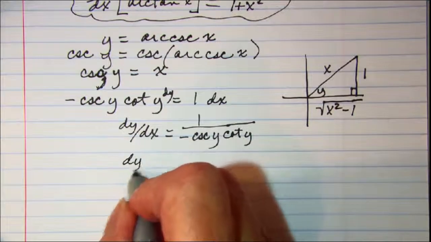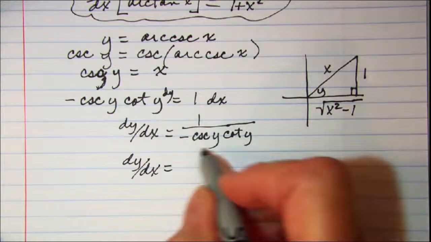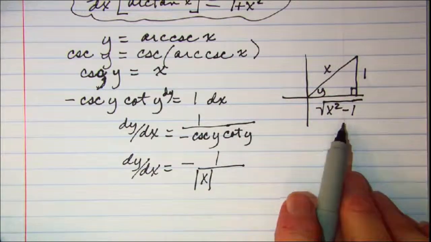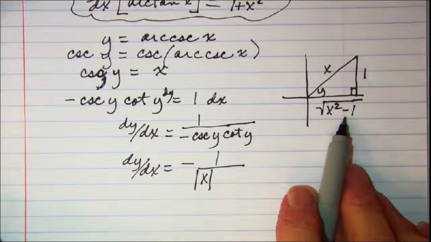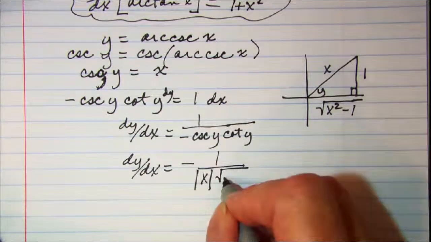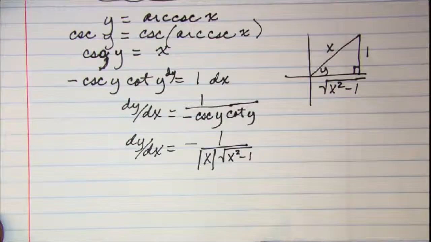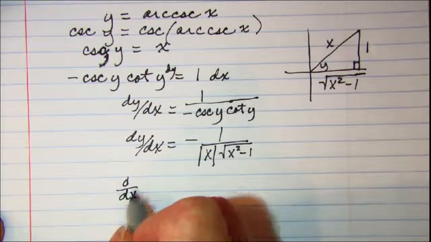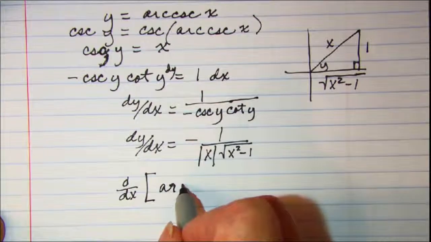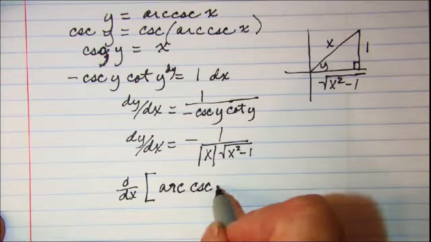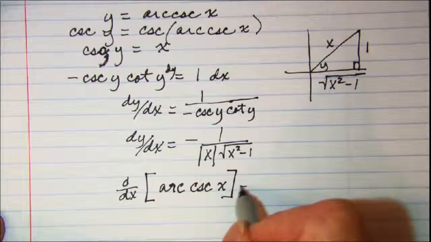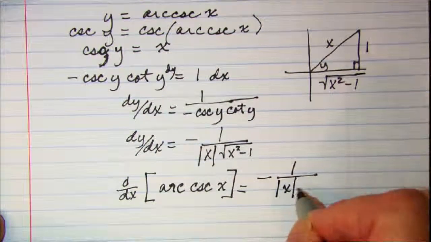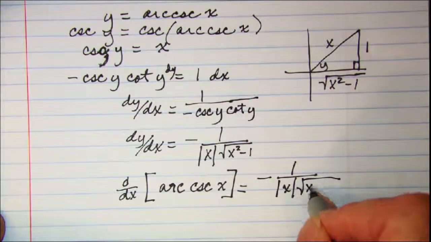So dy dx is equal to negative 1 over, I'm going to put my square root of x squared minus 1. So if we write this then as the rule, the derivative with respect to x of arccosecant x is equal to negative 1 over the absolute value of x times the square root of x squared minus 1.